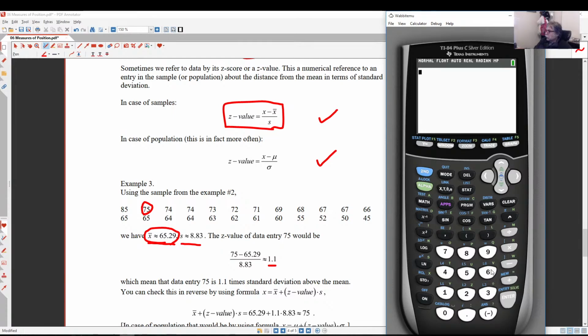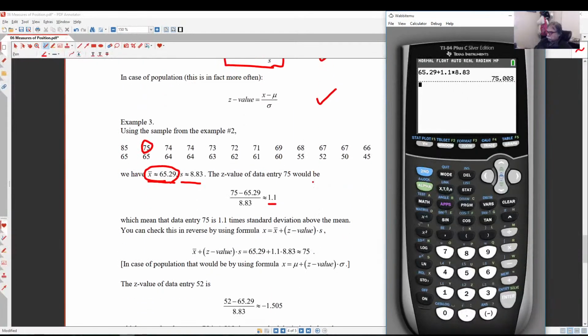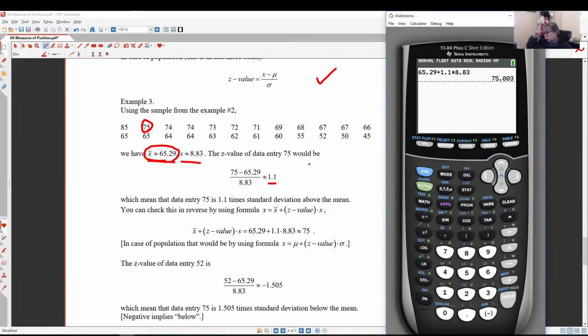So 65.29 plus 1.1 times 8.83. What I'm doing here is multiplying the standard deviation by 1.1 and adding that to the mean. And I'm getting something very close to 75. Of course, there is a little error because of the approximations that we did. So that's the reverse formula.